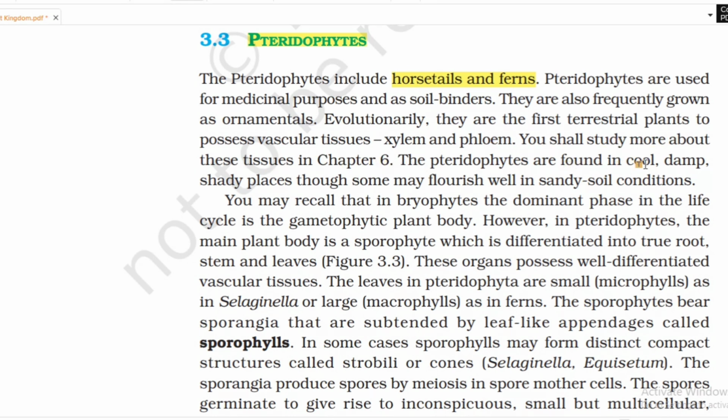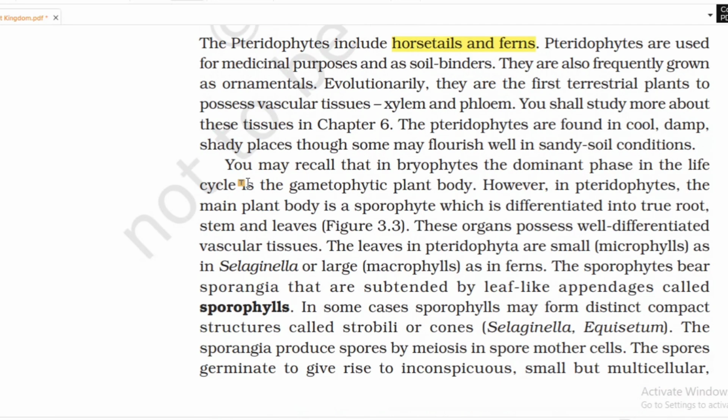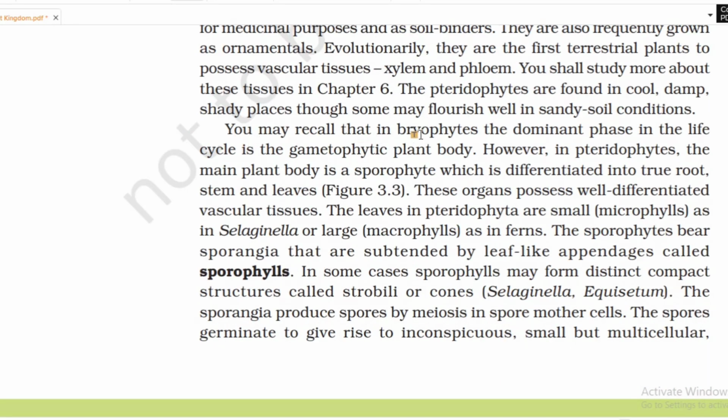The pteridophytes are found in cool, damp, shady places, though some may flourish well in sandy soil conditions also. You may recall that in bryophytes, the dominant phase in the life cycle is the gametophytic plant body. However, in pteridophytes, the main plant body is a sporophyte, which is differentiated into true roots, stems and leaves. These organs possess well-differentiated vascular tissues.